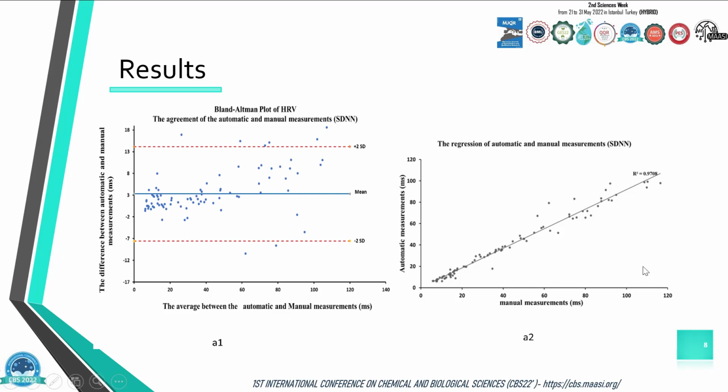For the first result, we have the agreement of automatic and manual measurement of SDNN, standard deviation of normal to normal intervals. We have 95% of the points between the upper limit and the lower limit of agreement. And in the regression, we have R squared equal to 0.198.